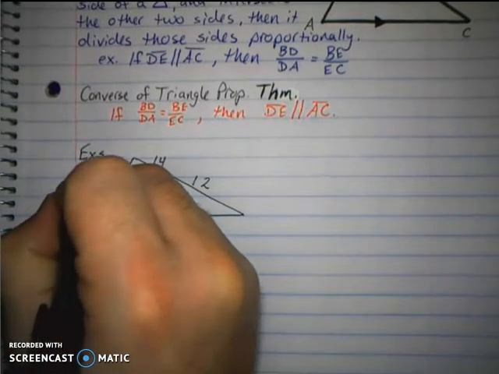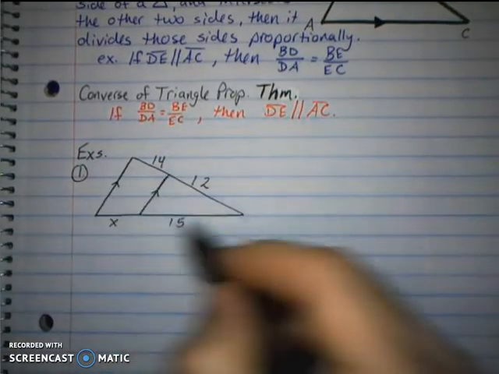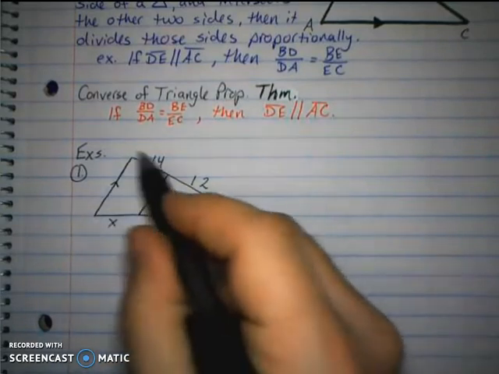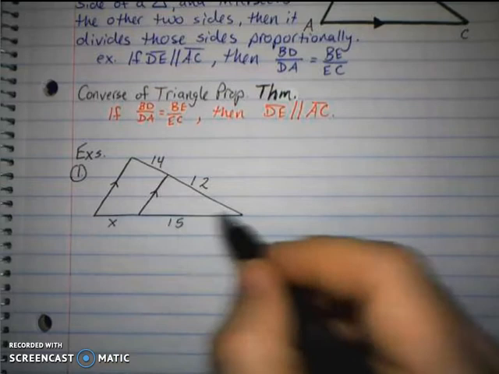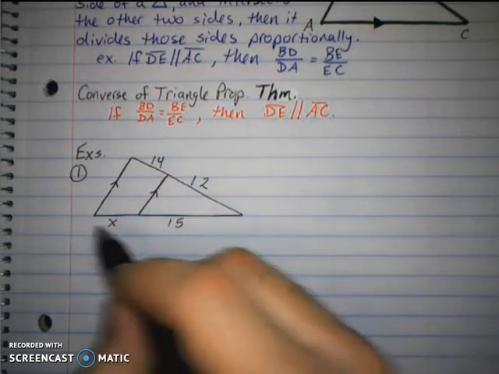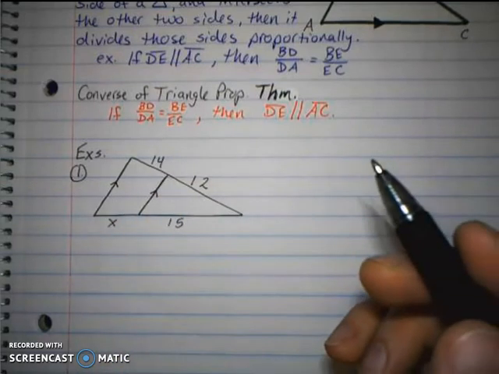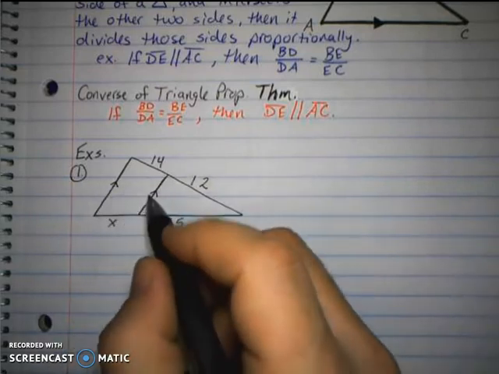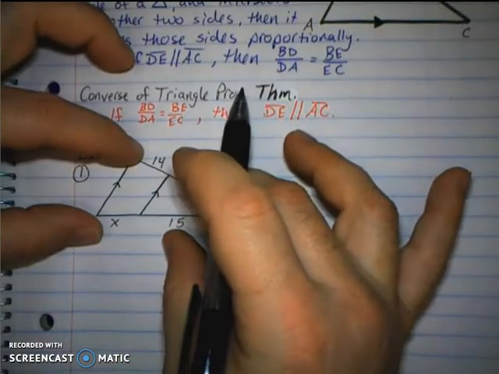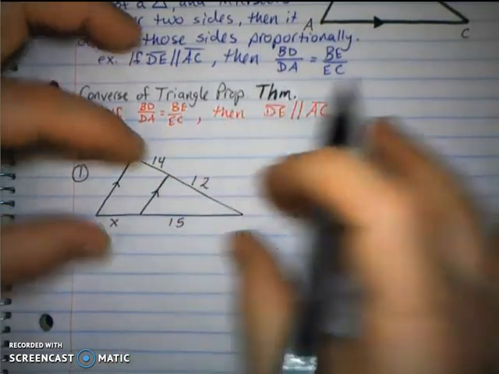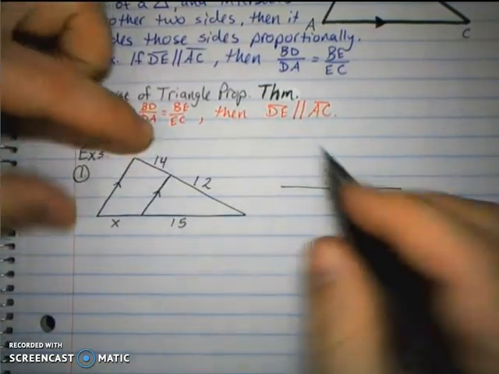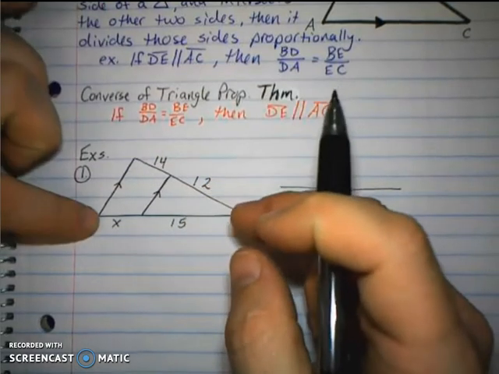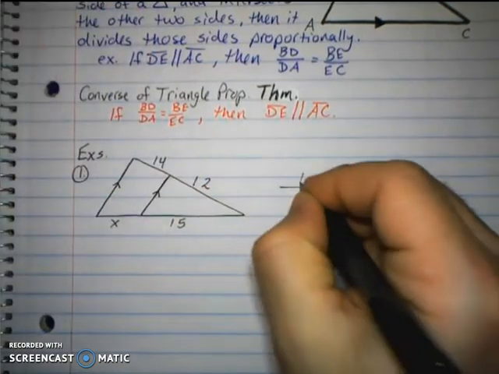Okay, in example 1, we are given two parallel lines where one is parallel to the side of a triangle and it intersects these other two sides of the triangle, so these are proportional lengths. Okay, now what I want to show you is that really we can just transfer the way these are written a lot of the times into a proportion. 14 over x equals 12 over 15.